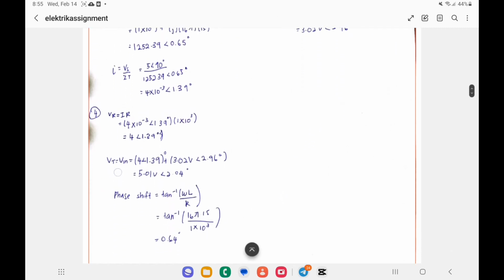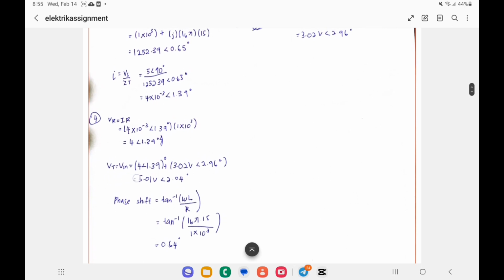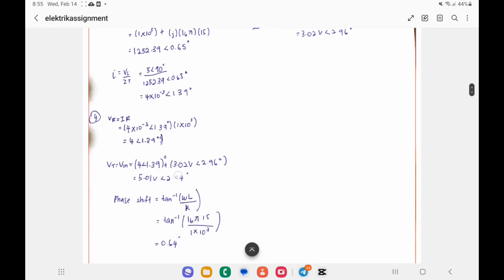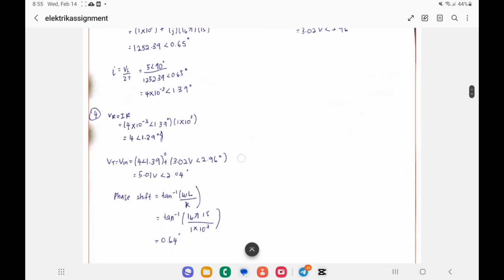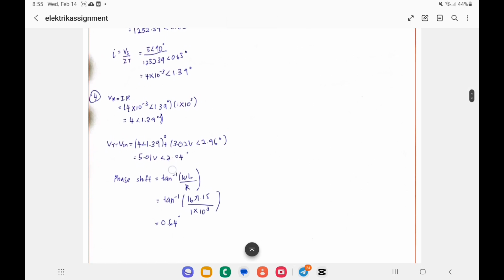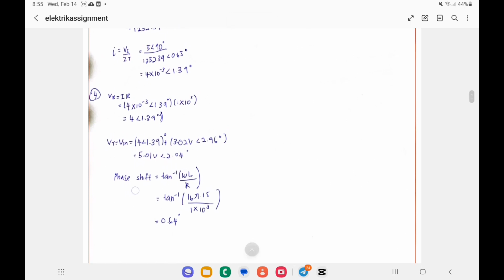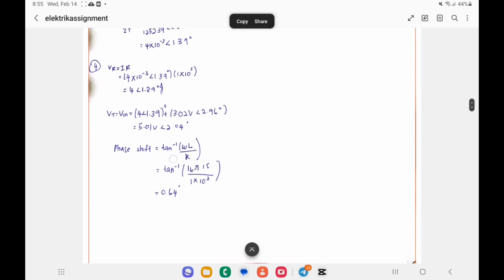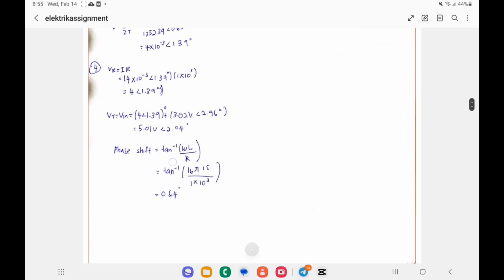Lastly, we need to find VT. VT is equal to Vin, 4 at 1.39 degree plus 3.02 volt at 2.96 degree, and the answer is 5.01 volt with degree of 2.04 degree. And lastly, find phase shift. The formula to find phase shift is tan to the power of negative 1 of omega L divided by R, and then the answer is 0.64 degree. And I think that's it for question 1.